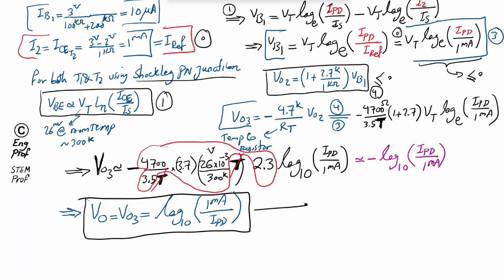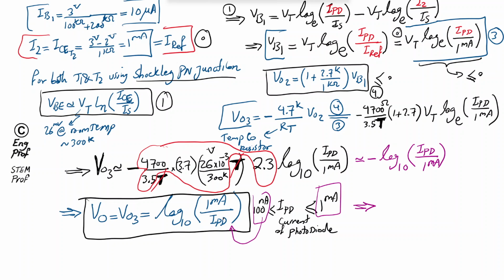What is the benefit? Well, we know that IPD, or the current of the photodiode, is a value between 1 milliamp max and 100 nanoamp minimum, when we have a minimum acceptable light intensity coming to the photodiode. So with this minimum and maximum range, when we plug into the formula, we can see that the output of this circuit, let me use a different color.